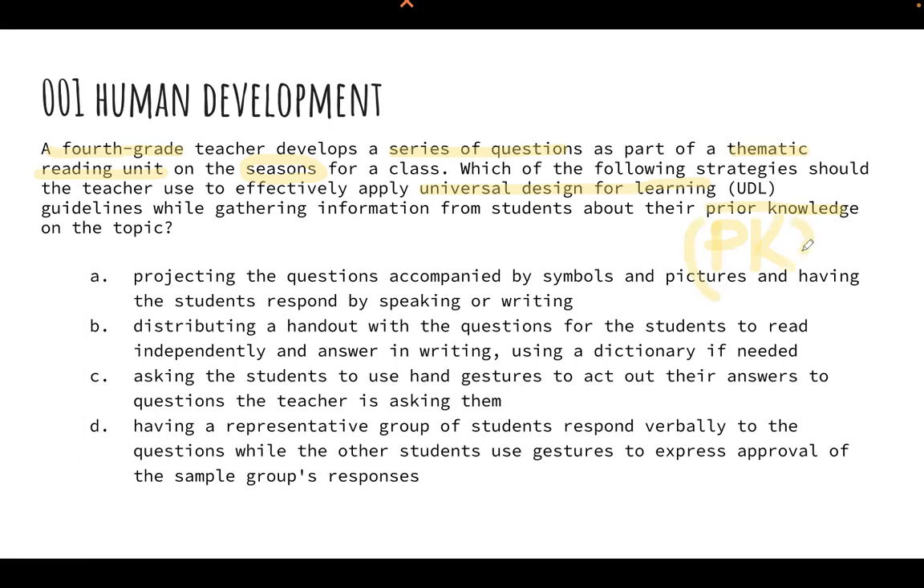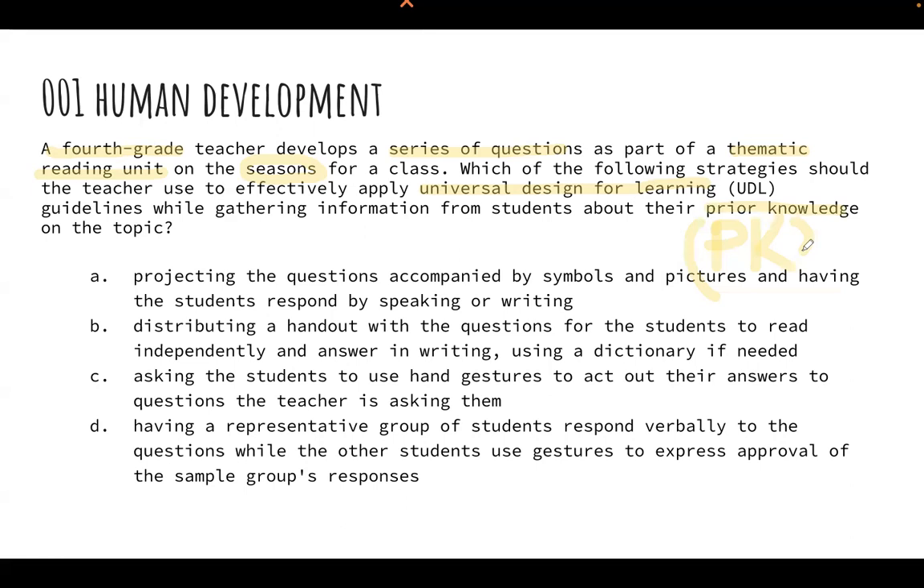What's prior knowledge? Things they've learned before the lesson was being taught. Yeah, stuff they know about the topic, right? Prior knowledge is anything they know before about this topic. And we're talking about seasons here. So we are looking for which of the strategies will best be universal for all.